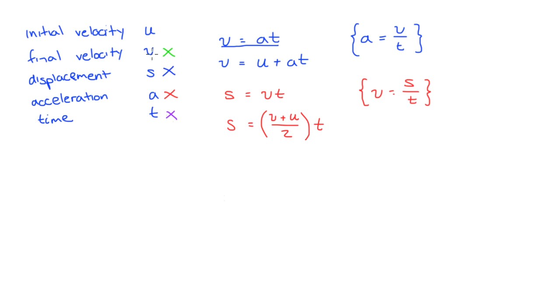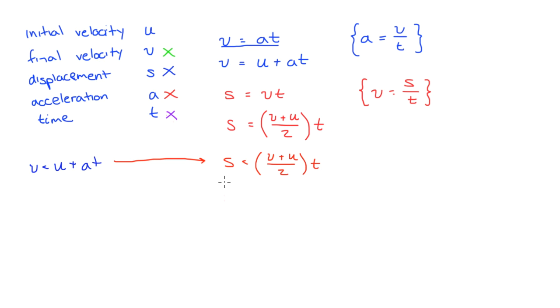So when you don't have the variable you're looking for, the first thing you're going to do is isolate that variable, and we've already done that over here with v equals u plus at. So let's write that out over here: v equals u plus at. And then we're going to quickly sub that into our other equation over here. S is equal to the average of final and initial velocity times time.